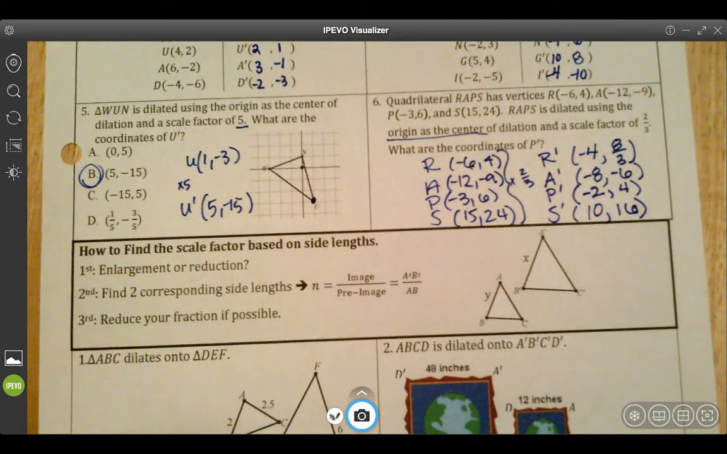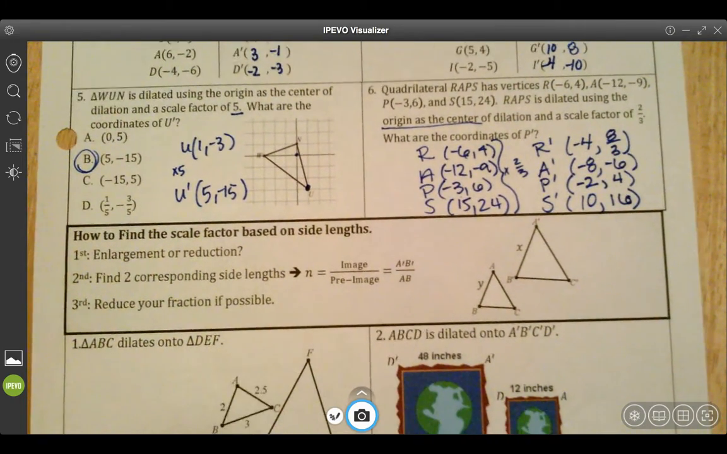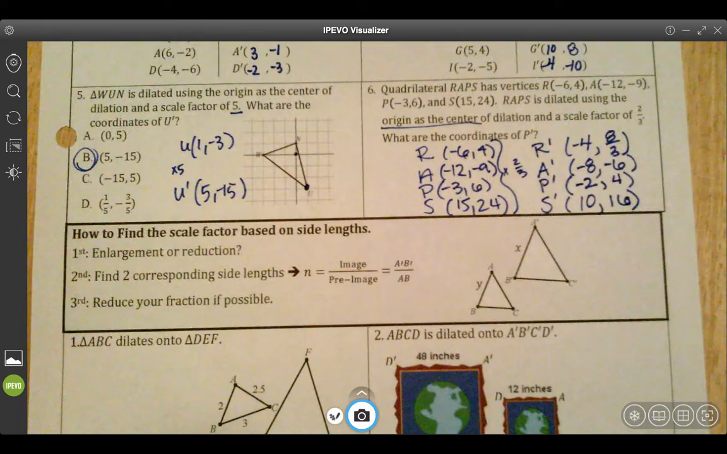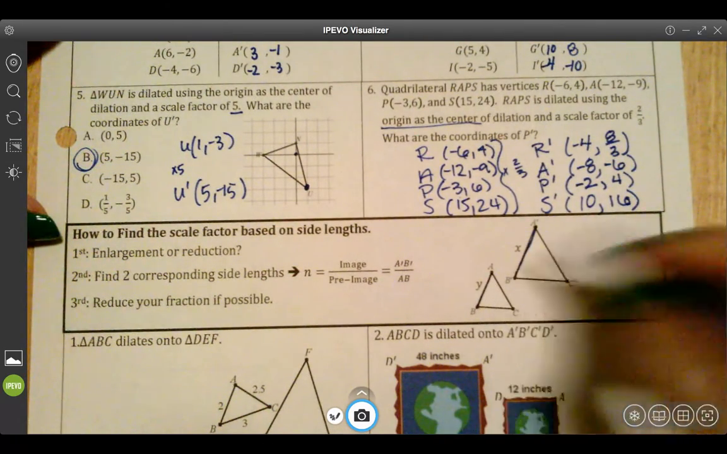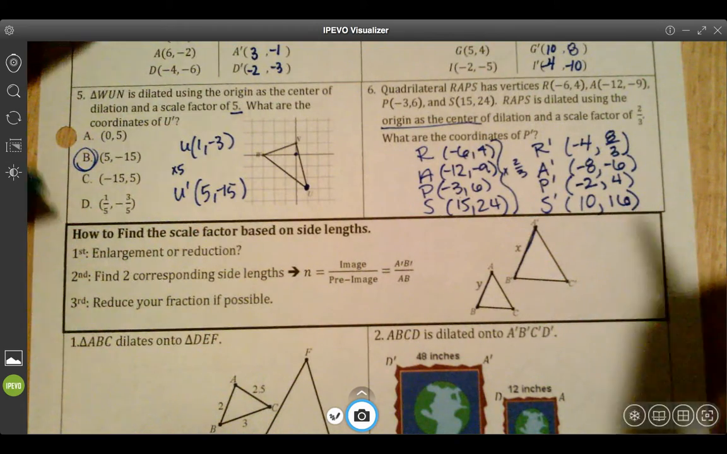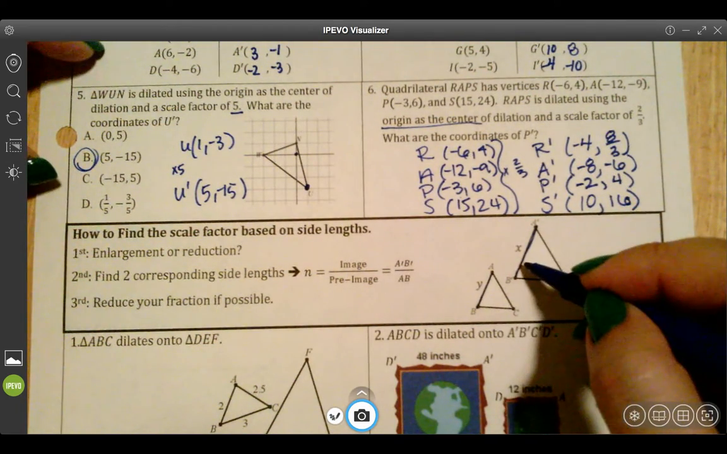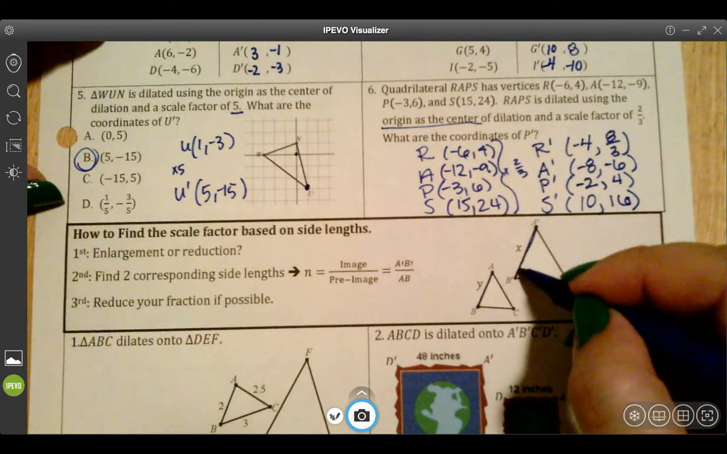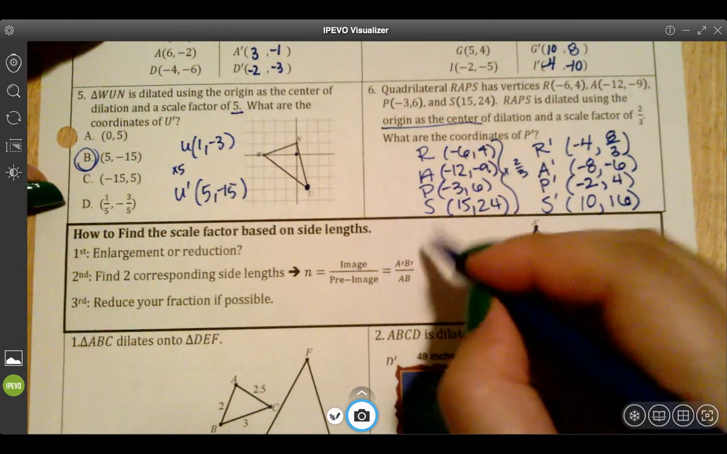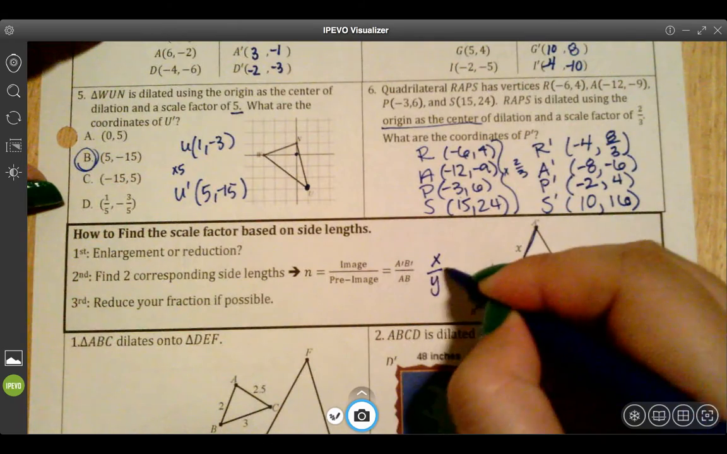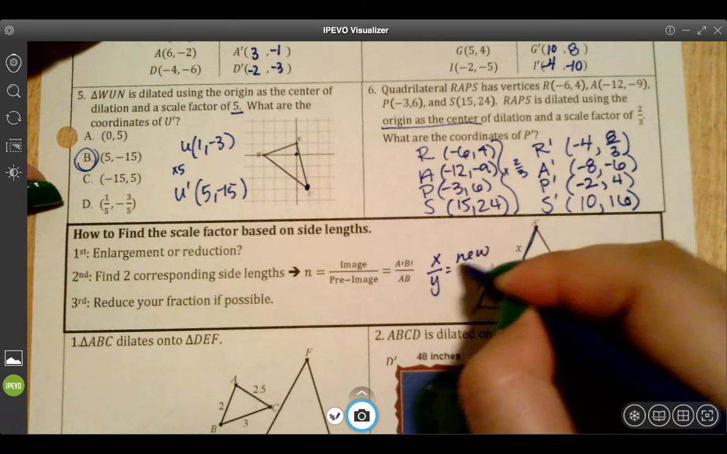How do we find the scale factor based on the lengths? How do we know if it's an enlargement or a reduction? Well, we're going to find the two corresponding side lengths, the image and the pre-image. So I say, okay, here's AB and here's A prime, B prime. This is the one that it changed into. So we're going to put X over Y, new over old.